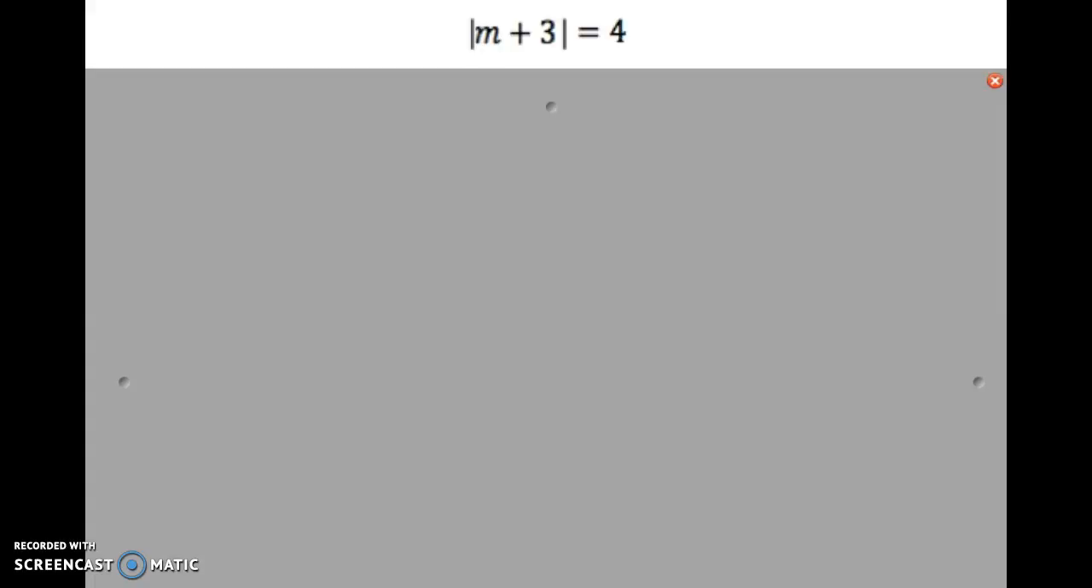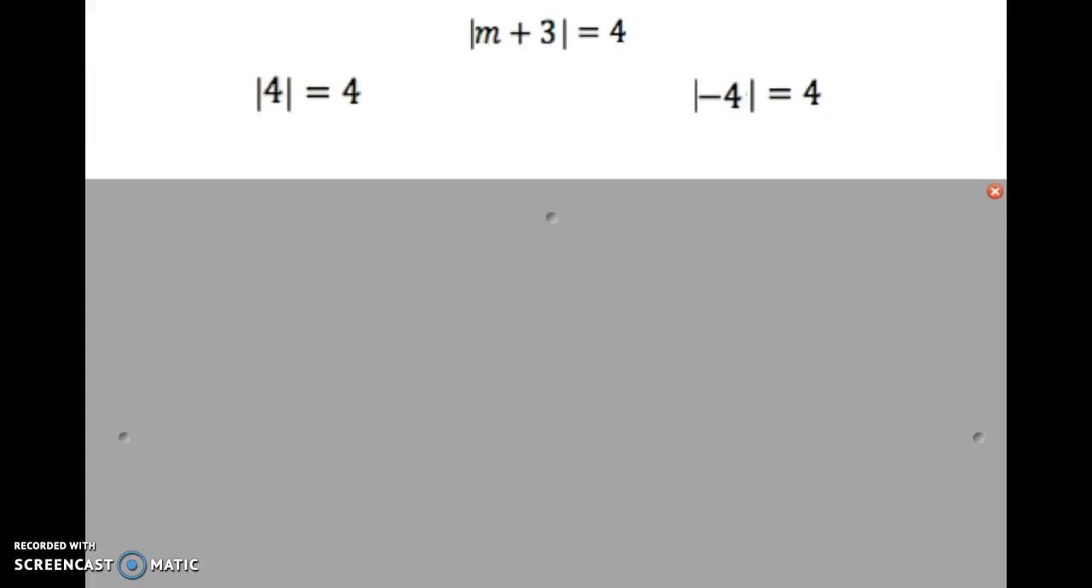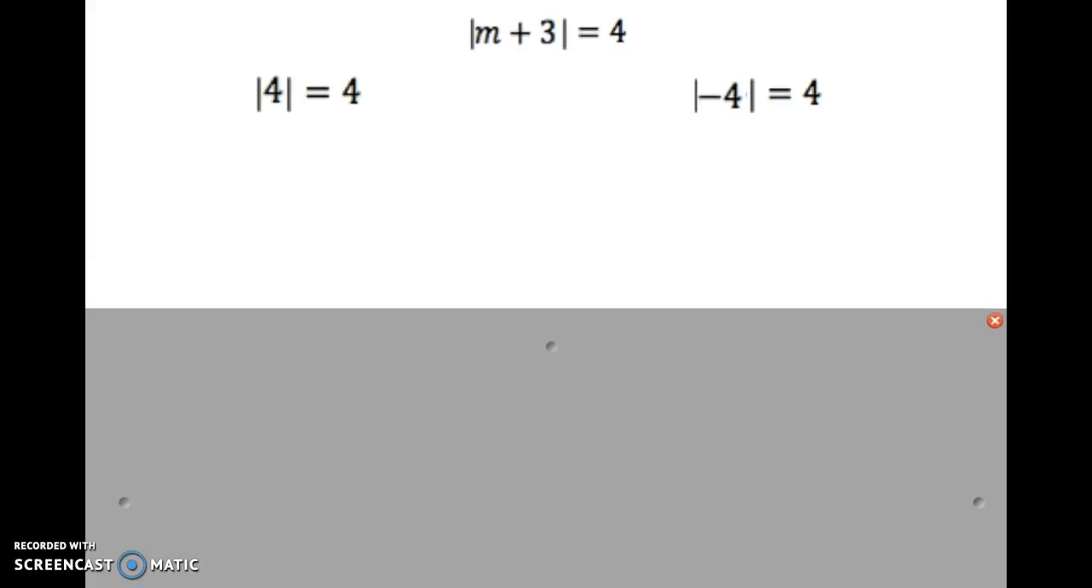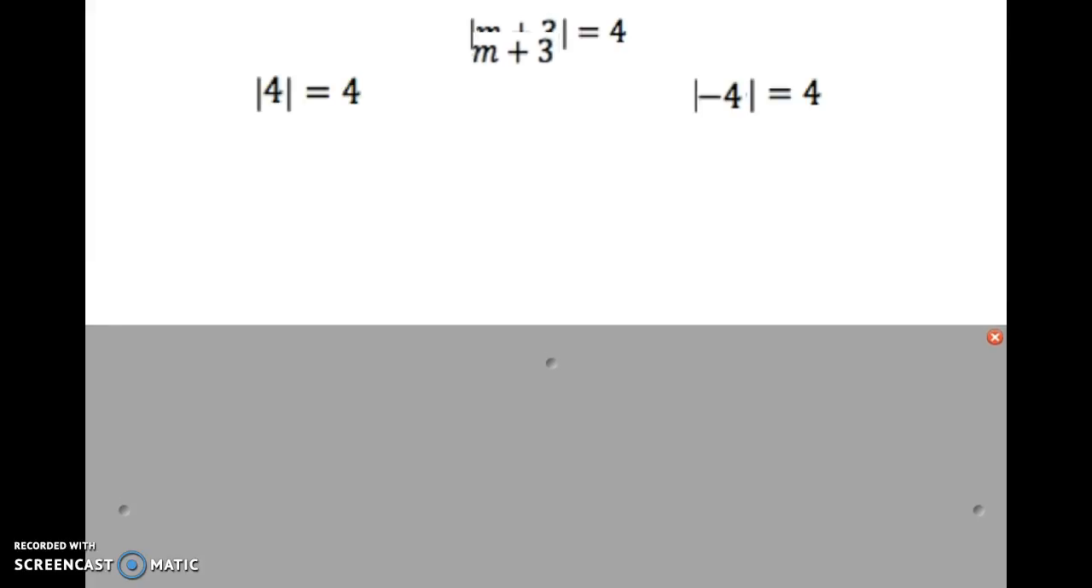If we move on to something with more of an equation, here we have m plus 3 inside the absolute value equal to 4. If we think about it, we know the absolute value of 4 is 4 and the absolute value of -4 equals 4. So that means this m plus 3 that's inside can equal either 4 or the m plus 3 that's inside can equal the -4.